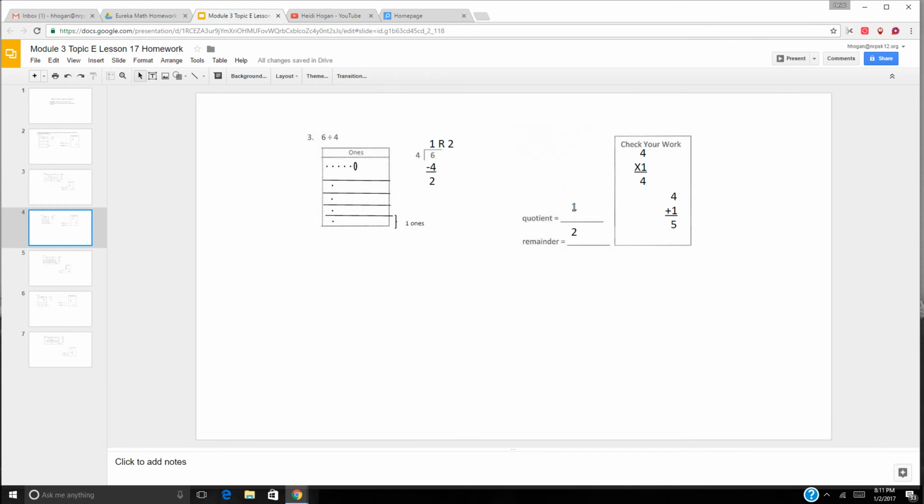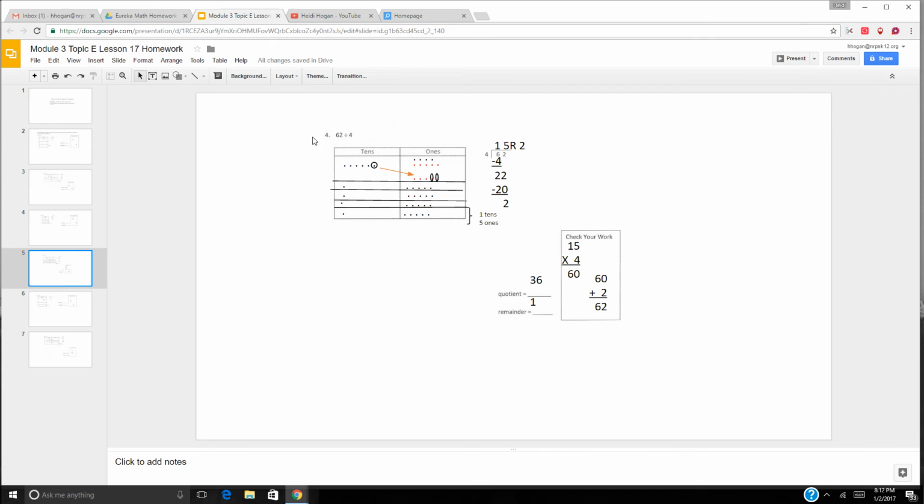4 times 1 is 4. And we add our remainder. 4 plus 2 is actually 6. I think I cut and pasted it from the previous one, and I didn't change the numbers. I think that's what happened here. Oh, well.